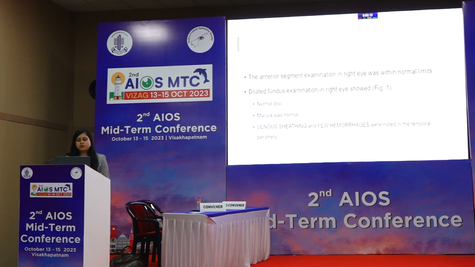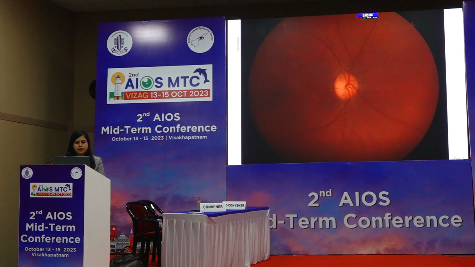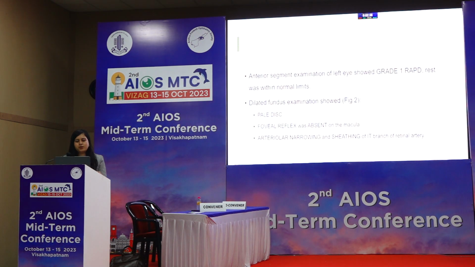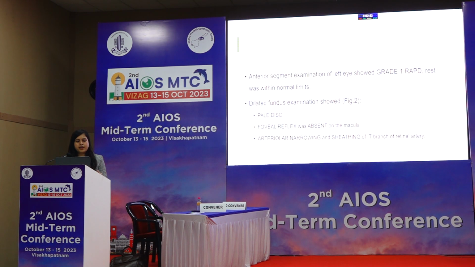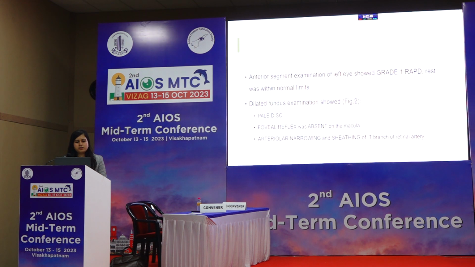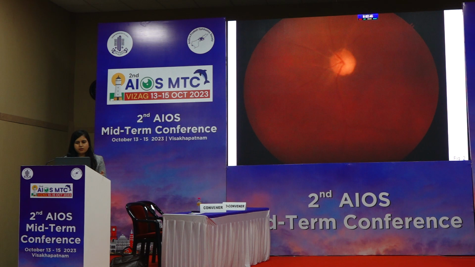The anterior segment examination of the right eye was within normal limits, while the fundus examination showed venous sheathing and a few hemorrhages in the temporal periphery. The disc and macula were normal in the right eye. Here is the fundus photo. I apologize for the bad quality of the fundus photo. The anterior segment examination of the left eye showed grade 1 RAPD and the rest was normal, while the dilated fundus examination showed a pale disc, the foveal reflex was absent, and there was arteriolar narrowing and sheathing of the inferotemporal branch of the retinal artery. Here's a fundus photo of the left eye.